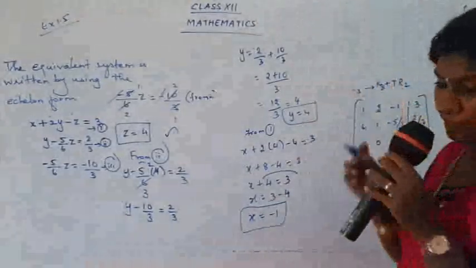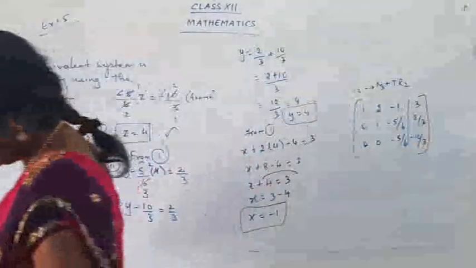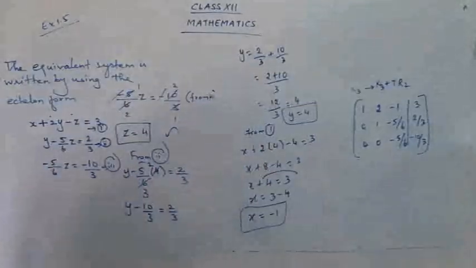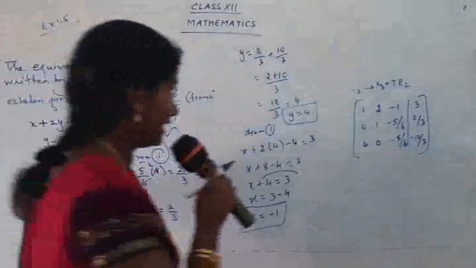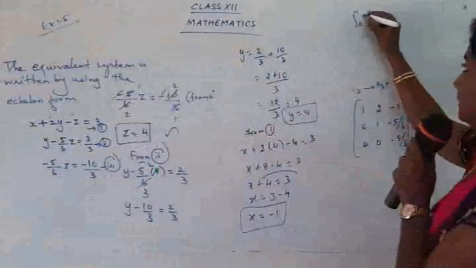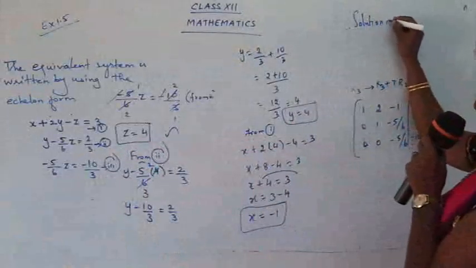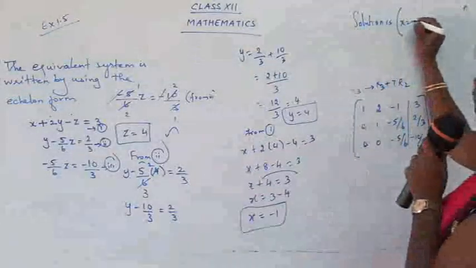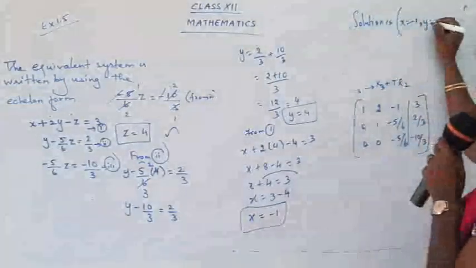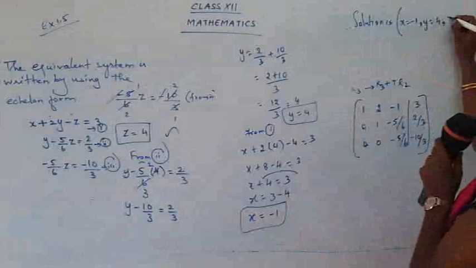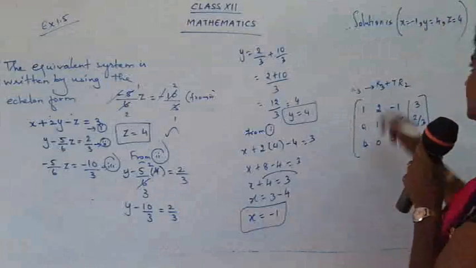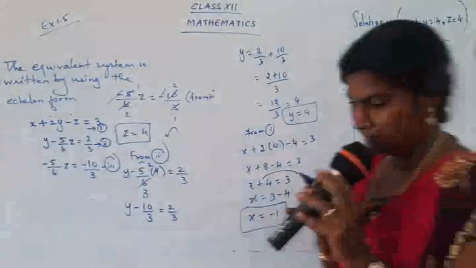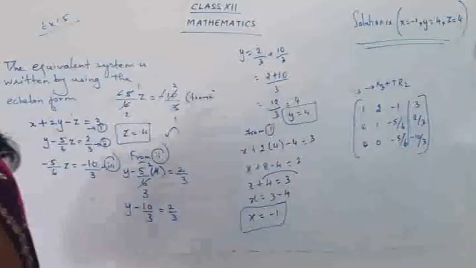Therefore, let's follow the method that is given in the textbook. The solution is given in the bracket. Therefore the solution is x is equal to minus 1, y is equal to 4 and z is equal to 4. So this is the required answer. So take down the answer.